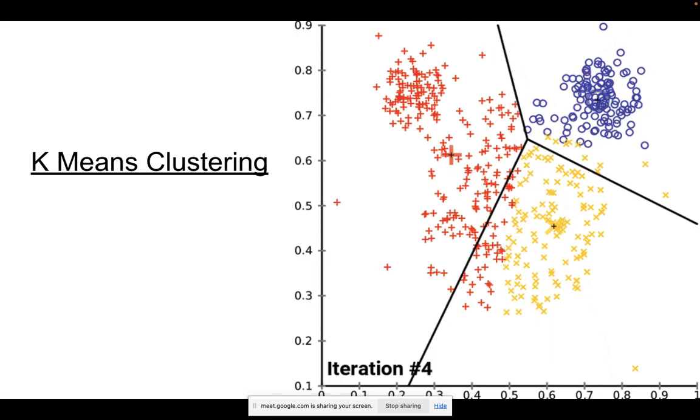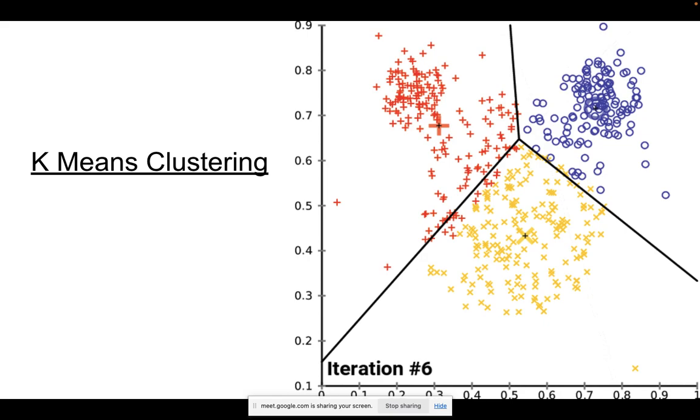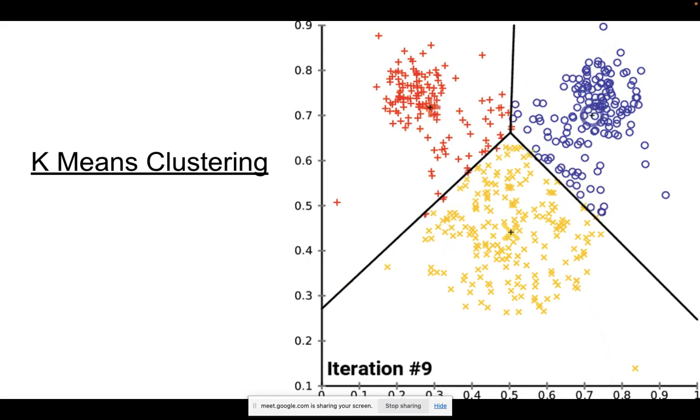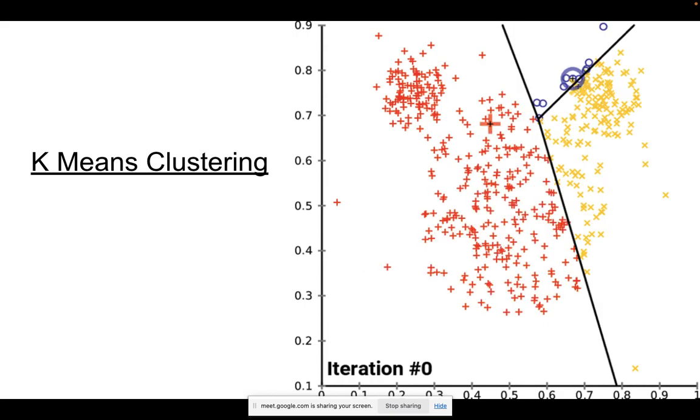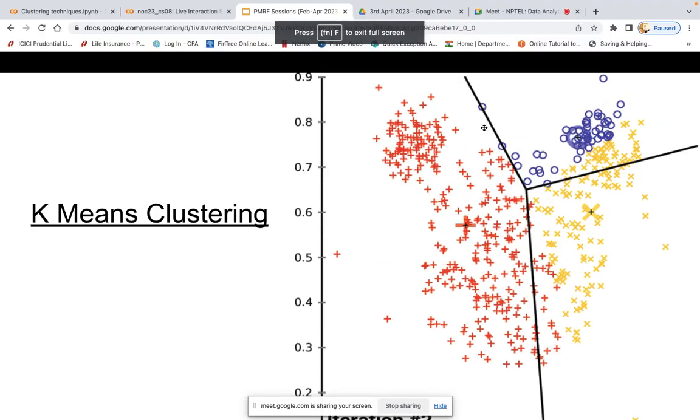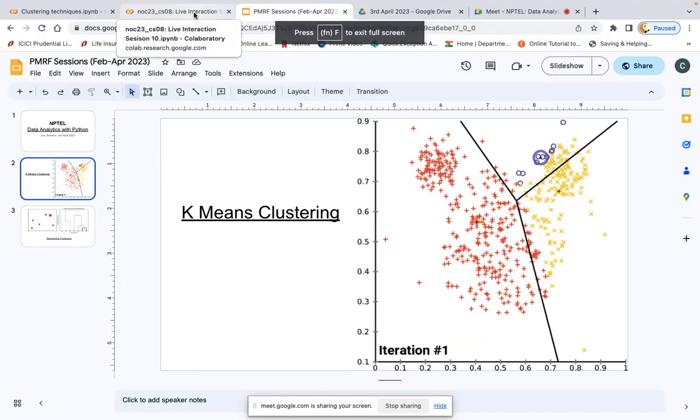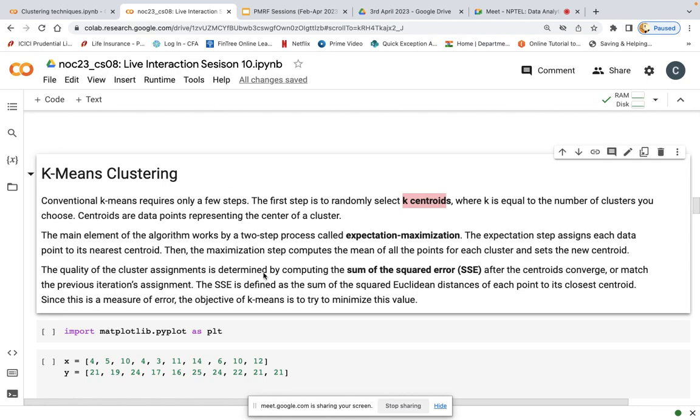So red initially was very big, but over a period of time it found that it is going to the upper left side, and blue, which started small, became the second largest cluster. That's how we can see it in an animated way.